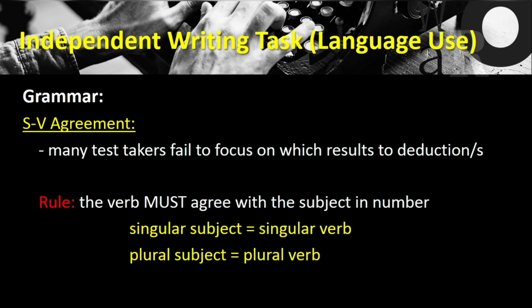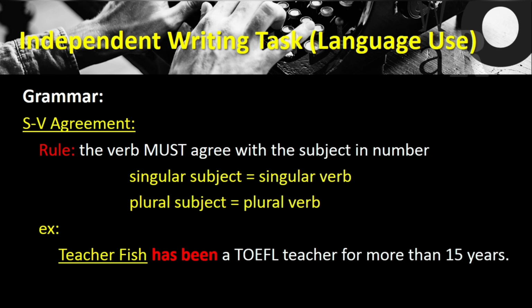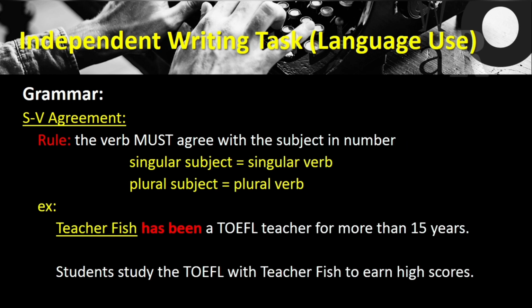Here are some examples. In the sentence, "Teacher Fish has been a TOEFL teacher for more than 15 years," notice that the subject of the sentence is only one in number, Teacher Fish, so we use the singular form of the verb, has or has been. Conversely, in the sentence, "Students study the TOEFL with Teacher Fish to earn high scores," the subject of the sentence, students, with S, is in its plural form, so the verb, study, must also be in its plural form. But what about subjects that are a bit more complex?